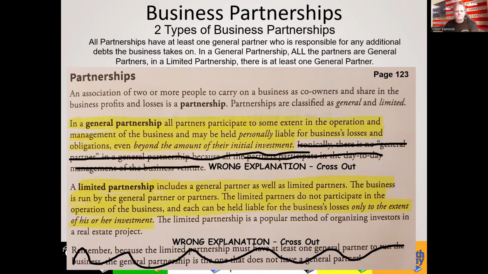Okay. So let's cross out these sentences where I got them crossed out because these explanations are just flat out wrong. Let me know when you guys have that. Okay. So a general partnership, all of the partners are general partners. A limited partnership has at least one general partner, and the rest are limited to the extent that they could only lose their initial investment in the business.